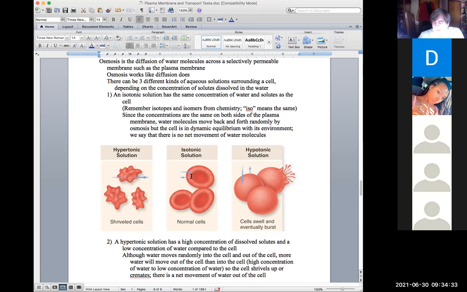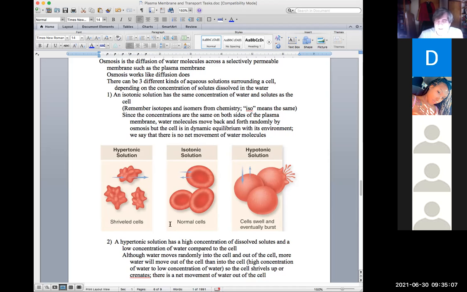So in an isotonic solution, they're showing the movement of water by these blue arrows. And the key thing to notice about these arrows is that they're both about the same size. And that's because the same amount of water is moving into the cell by osmosis as is moving out of the cell by osmosis. So because the same amount of water is moving into the cell and out of the cell, it doesn't change the cell at all.